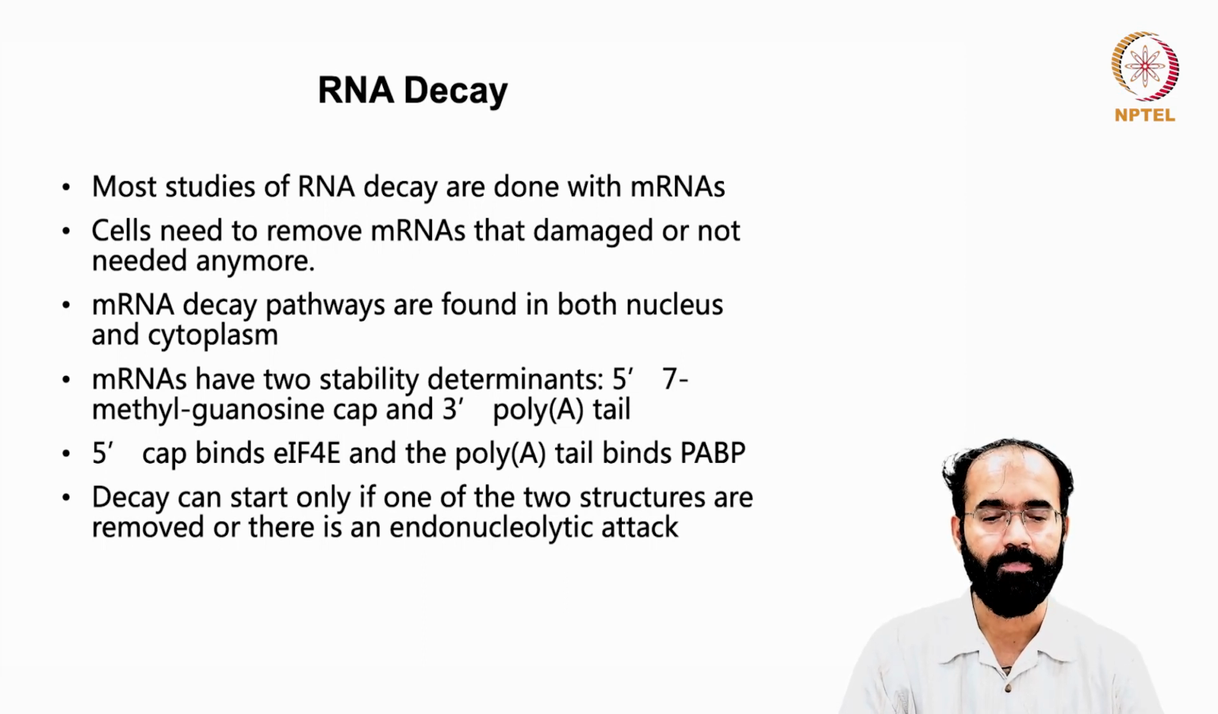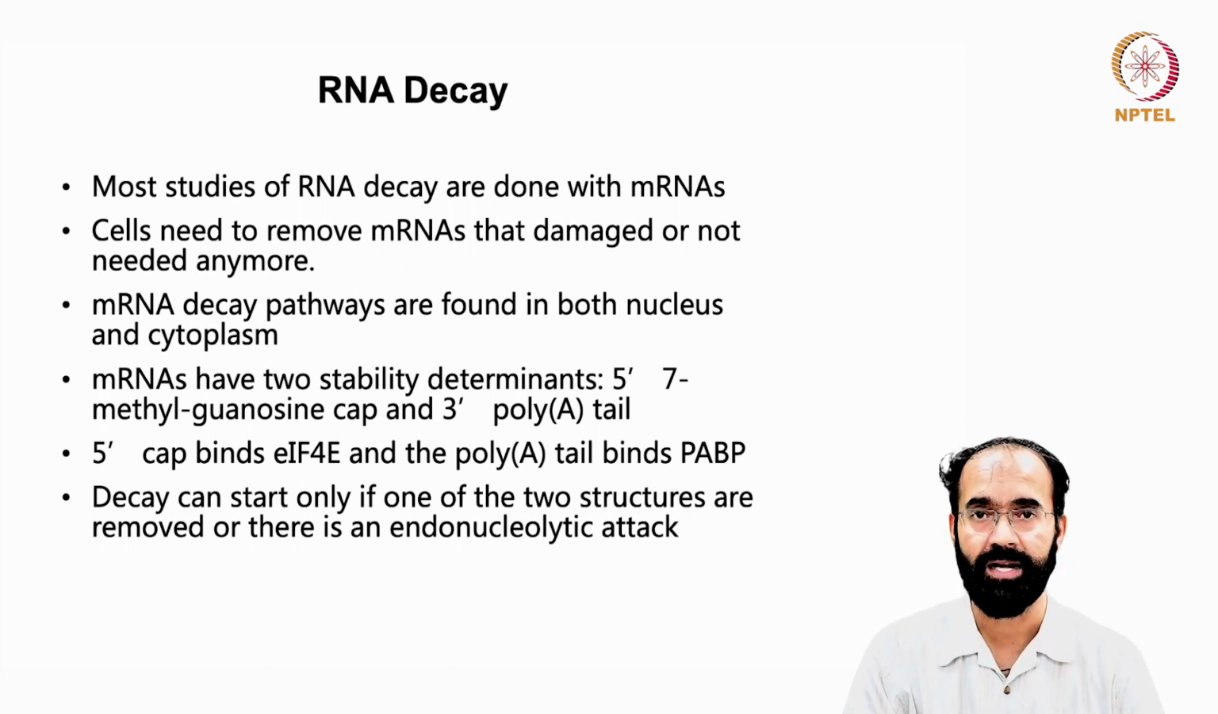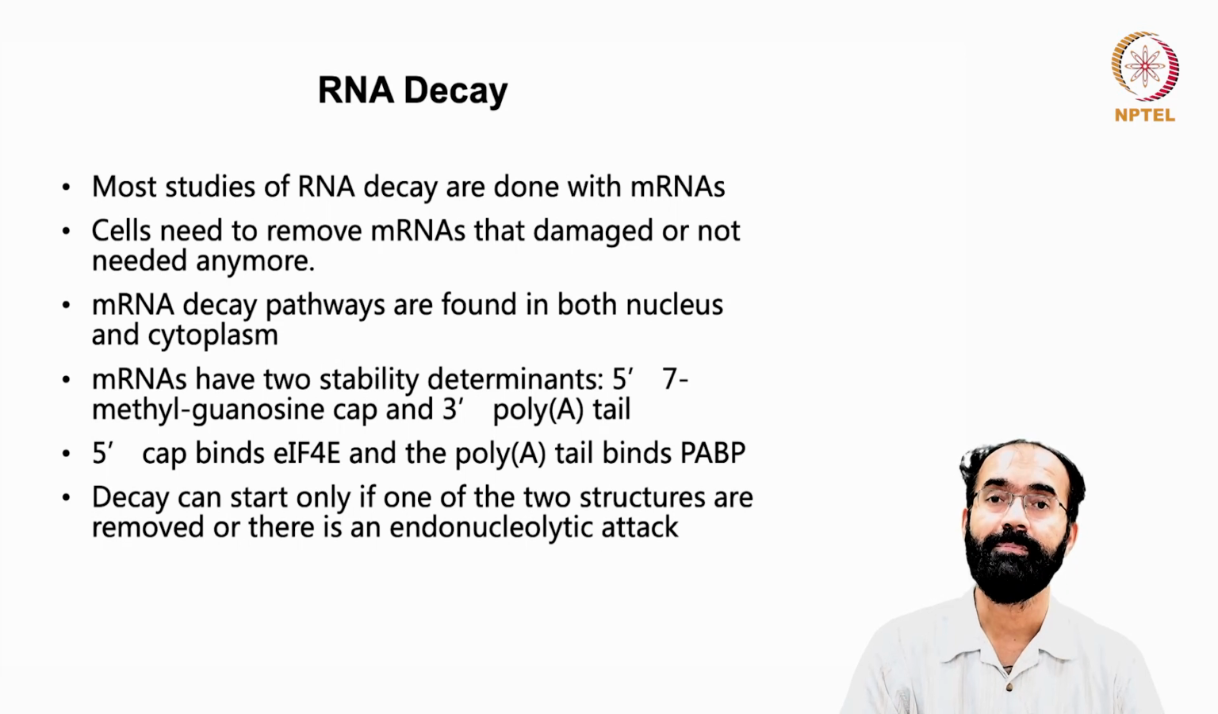The 5 prime cap binds to eIF4E. We saw that CBP will be removed as the mRNA comes into the cytoplasm from the nucleus; the 7-methyl cap bound CBP is removed and eIF4E binds onto it. And the poly A tail binds to the poly A binding protein, PABP. The poly A binding protein is very important to give identity to the poly A tail of an RNA. So eIF4E binds to the cap, I am talking about the cytoplasm, and PABP binds to the poly A tail.